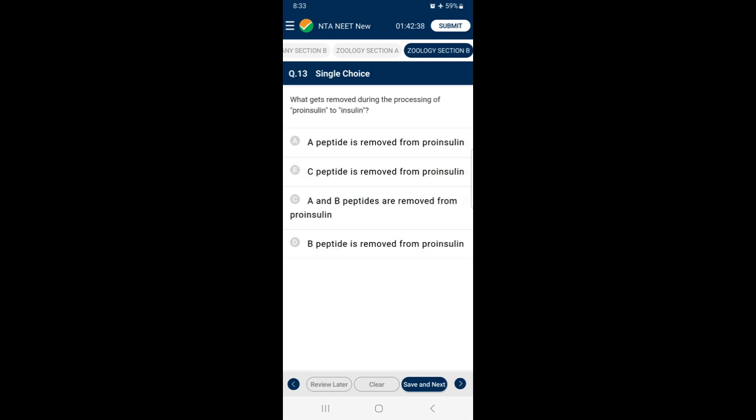Question number 13. What gets removed during the processing of proinsulin to insulin? During the conversion of proinsulin to insulin, C-peptide is removed from proinsulin. In mammals, including humans, insulin is synthesized as a prohormone, like a proenzyme. The prohormone needs to be processed before it becomes a fully matured and functional hormone, and it contains an extra stage called C-peptide. The C-peptide is not present in mature insulin, so it is removed during maturation into active insulin. So the answer is option B.